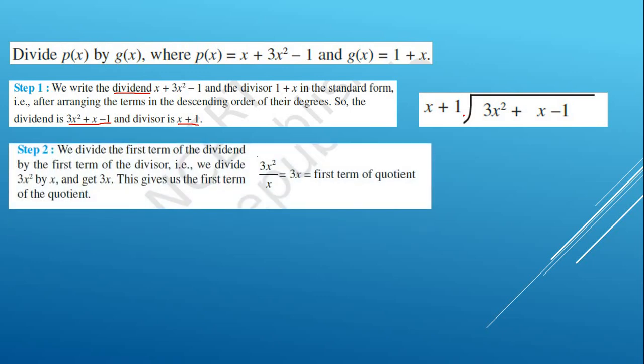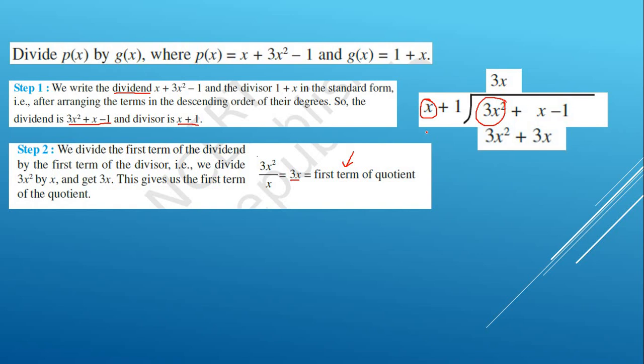Then step number 3, divide the largest degree term of the dividend polynomial by the largest degree term of the divisor polynomial respectively. Here 3x² is the largest degree term. We divide by x, we get 3x. This is the first term of the quotient and we write it here in the quotient part. This is the way we are dividing the polynomials.